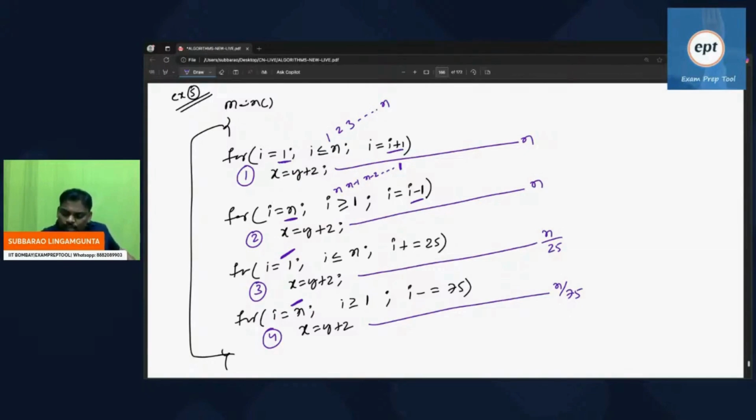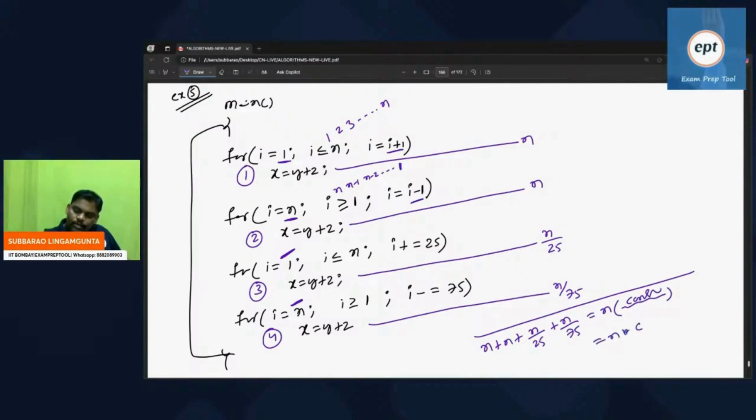These are the orders of magnitude of every statement. Now see the order of magnitude of the total program. It is n plus n by 25 plus n by 75. If you take n common, the rest leads to some constant. So n into some constant, whatever it may be, which is big O of n.